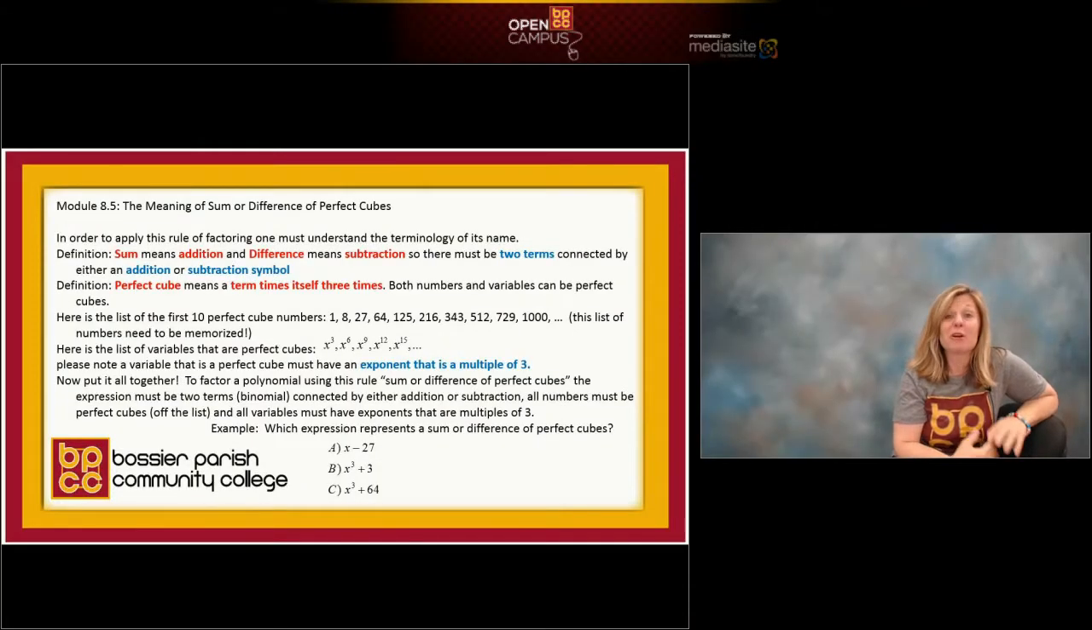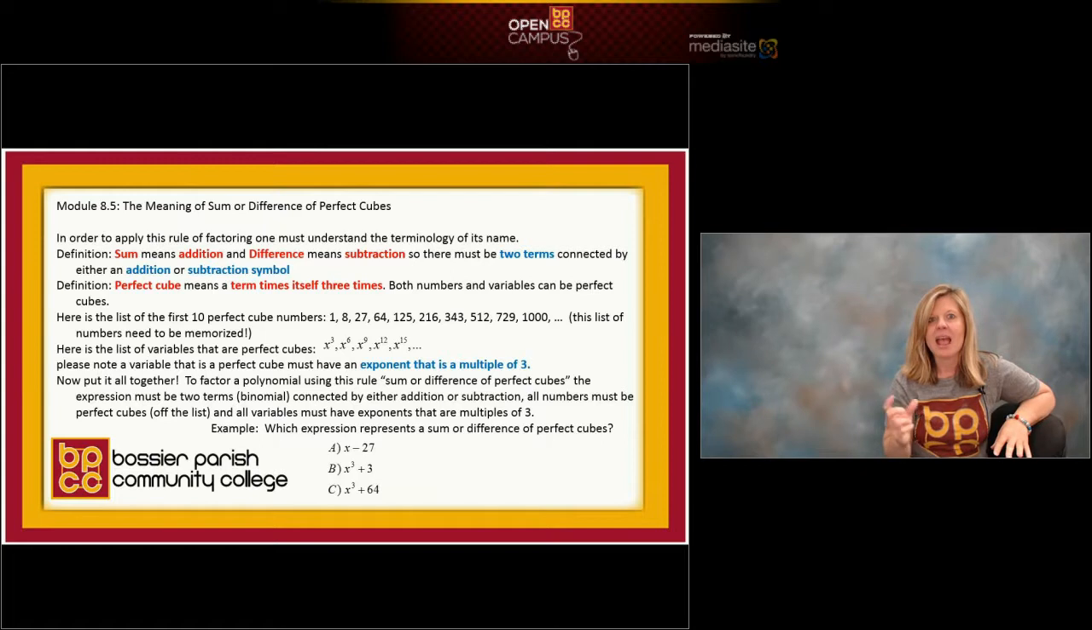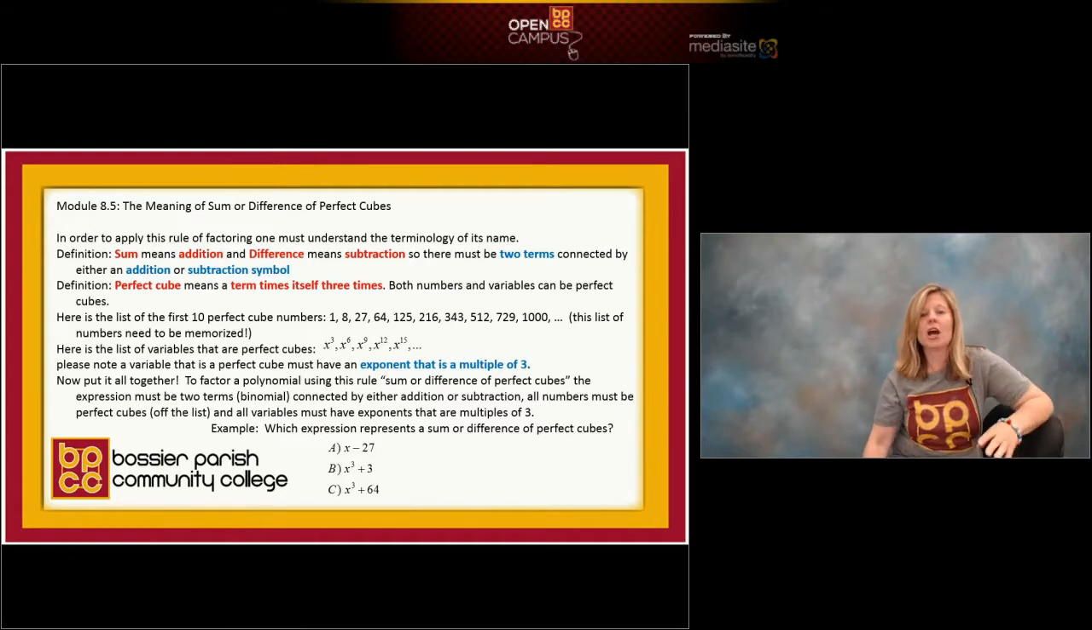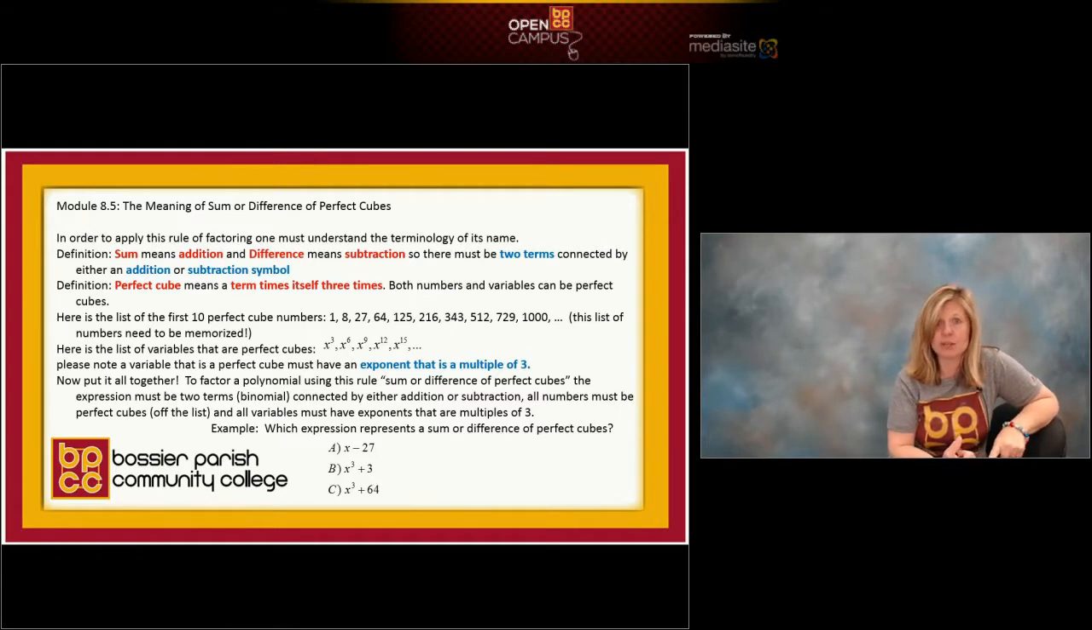Welcome back. We are finally to our last rule of factoring polynomial expressions. And our last rule's name is called the sum or difference of perfect cubes. So again, before I can teach you how to use the rule, I have to explain to you the vocabulary. Every word in that name is a description of what you're looking for in your expression. So, sum means addition, difference means subtraction.